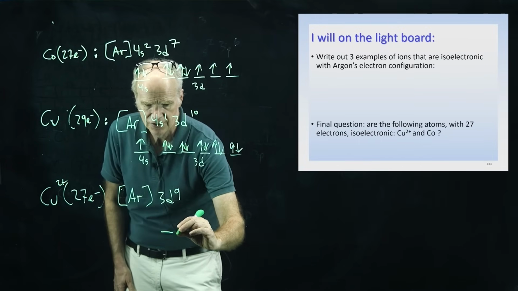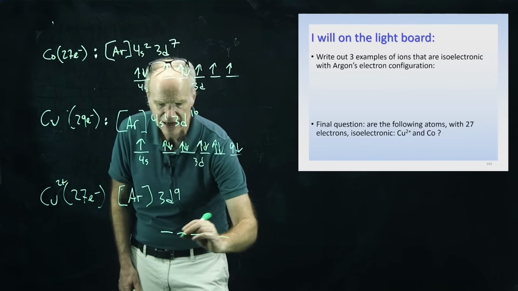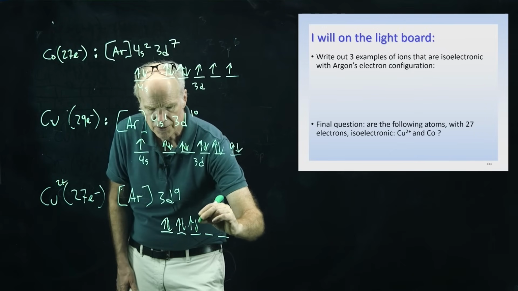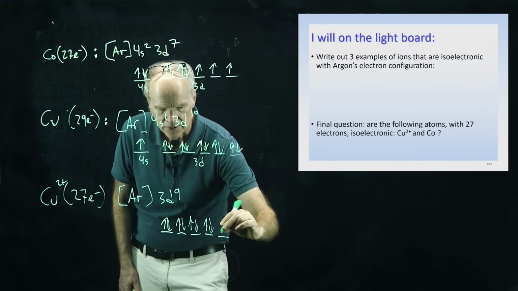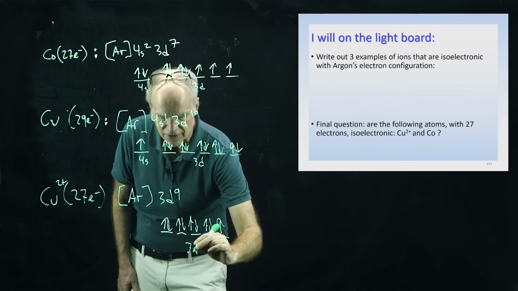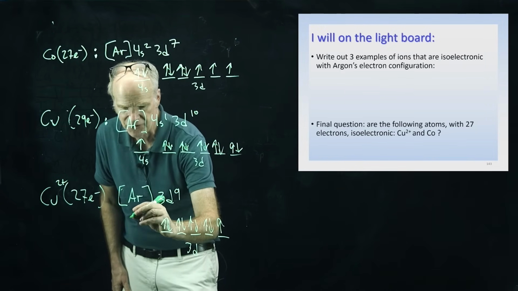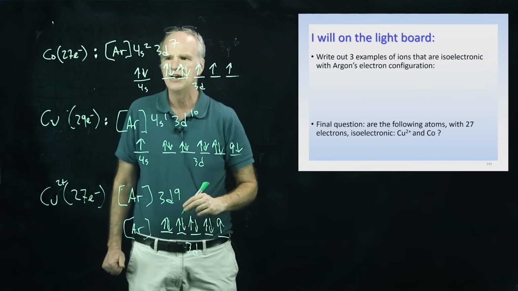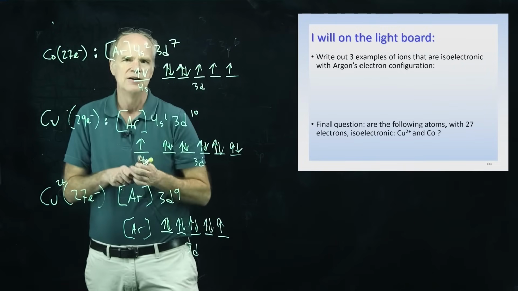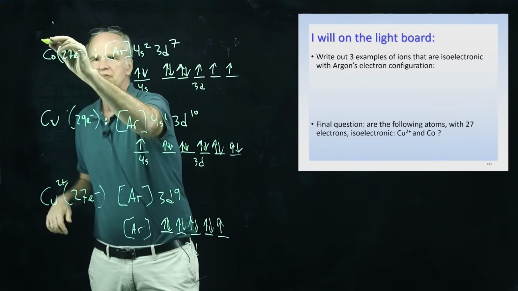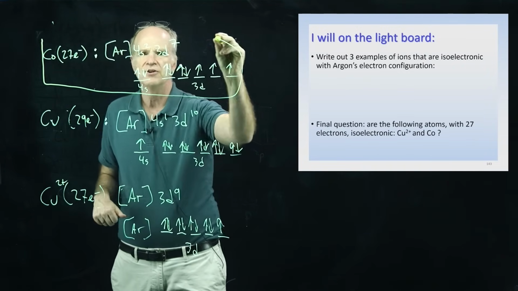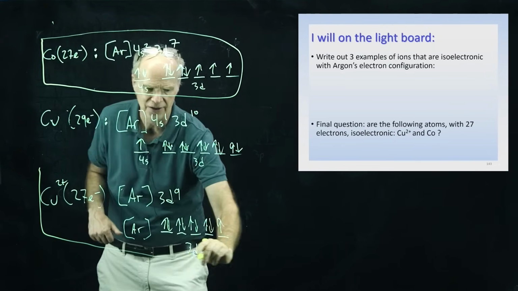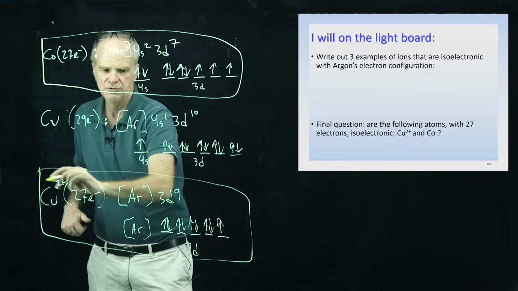So the copper 2+ ion should look like this. It should be 1, 2, 3, 4, 5. And this is 3d with 9 electrons. The 4s is empty, so I'm going to leave that out. So this has argon's configuration as well. So now let's compare cobalt's electron configuration with 27 electrons versus the copper ion with 27 electrons.